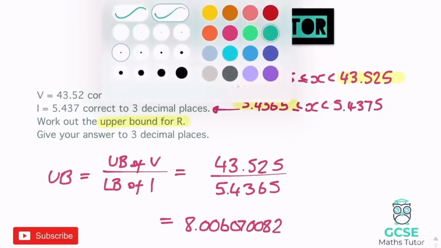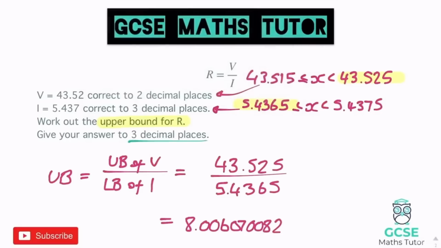And we are going to then round this, as it says, to 3 decimal places. So the third decimal is the 6, so chop it after the 6. It's a 0 after the 6, so it's not going to change. It's just going to be 8.006. And there we go, there's our final answer to 3 decimal places.